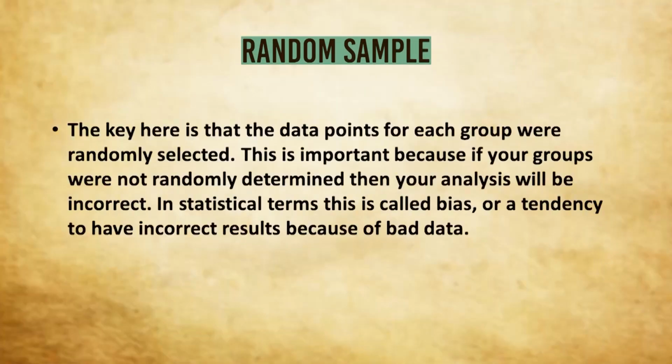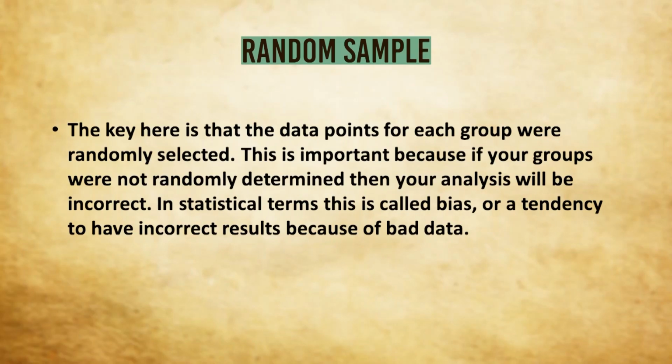That means we have allocated our sample randomly. Unless we allocate them randomly, we cannot go for any test. Forget about the Z-test, we cannot go for any test. The key here is that the data points for each group were randomly selected.